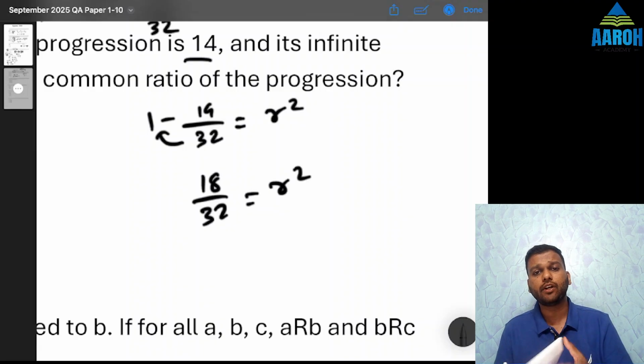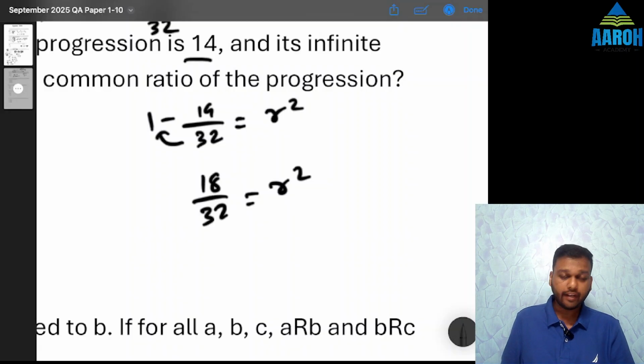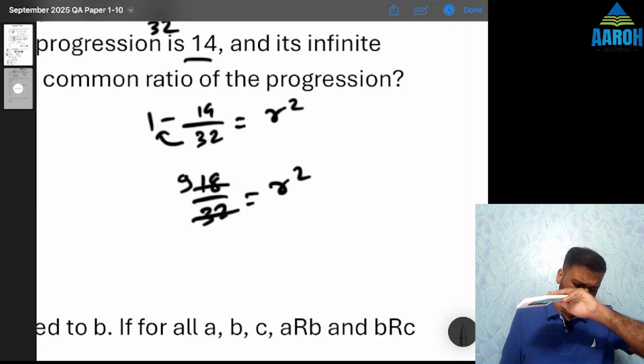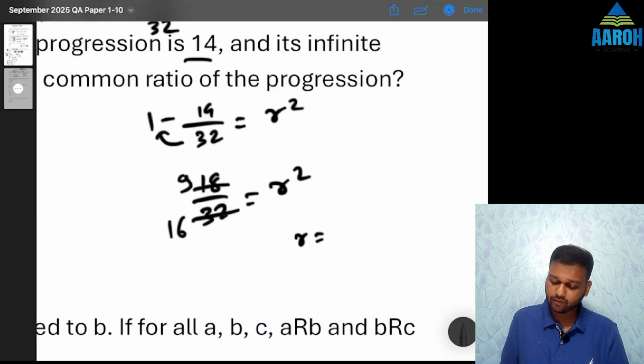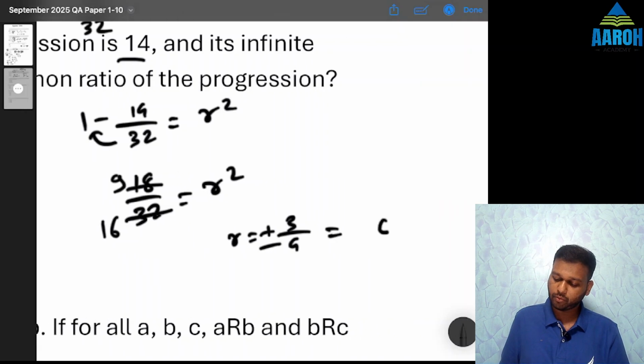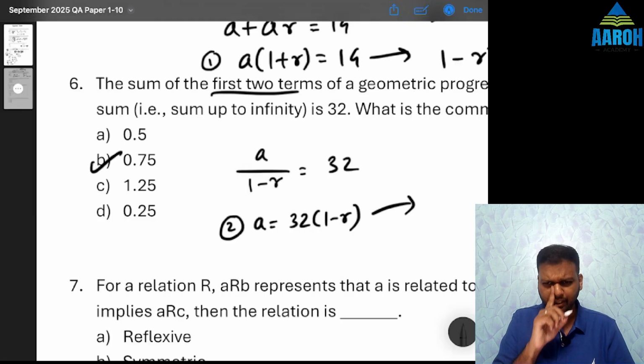In exam, even do small calculations on calculator to avoid silly mistakes. 18 by 32 is what? 9 by 16. So if r square is 9 by 16, r is equal to 3 by 4, positive or negative? 3 by 4 is what? 0.75 plus or minus. In options, there is only one option, positive 0.75. So B is the correct answer.